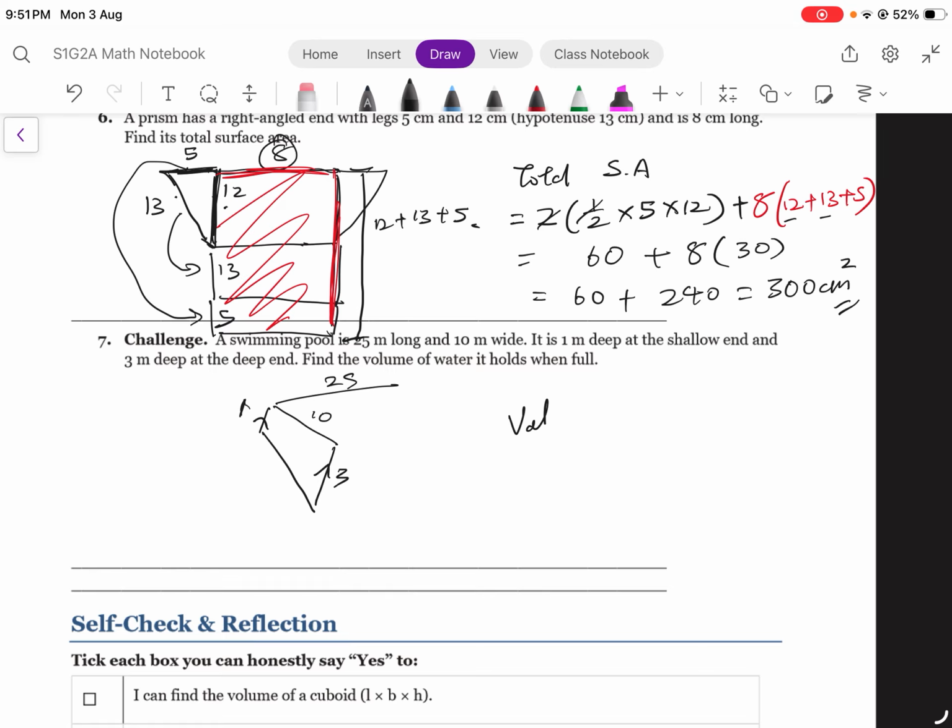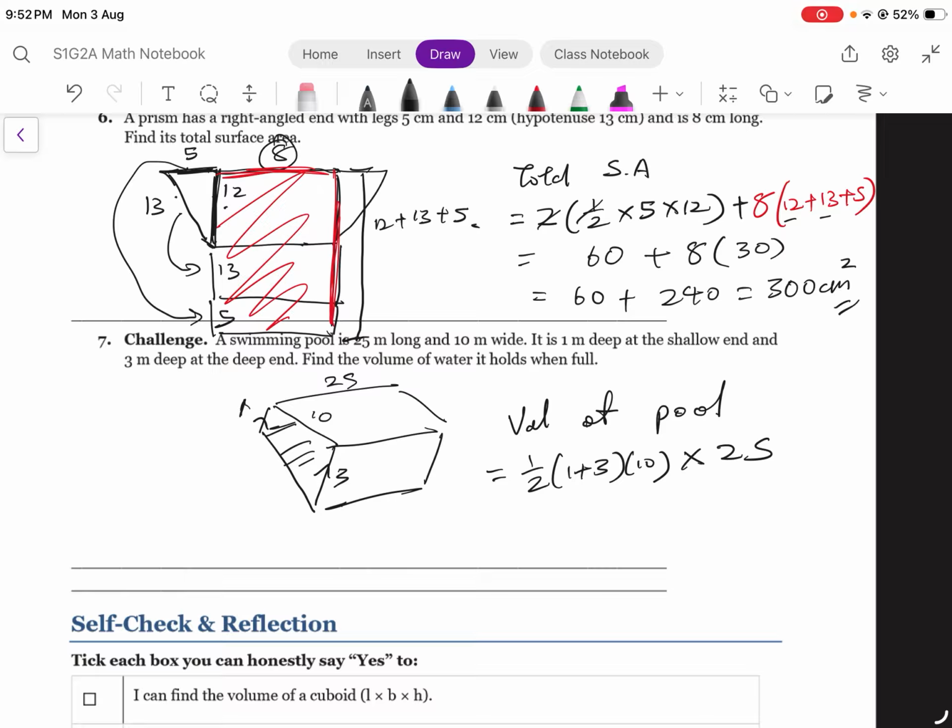So the volume of pool, because this is a swimming pool, right? So you find the area of the trapezium first. So it's half times 1 plus 3 times 10. Then we multiply the whole thing by 25 to get the volume. Alright, so find the area, then we times the length for volume. So this will give me 5 times 4, 20 times 25, 500 meter cube.